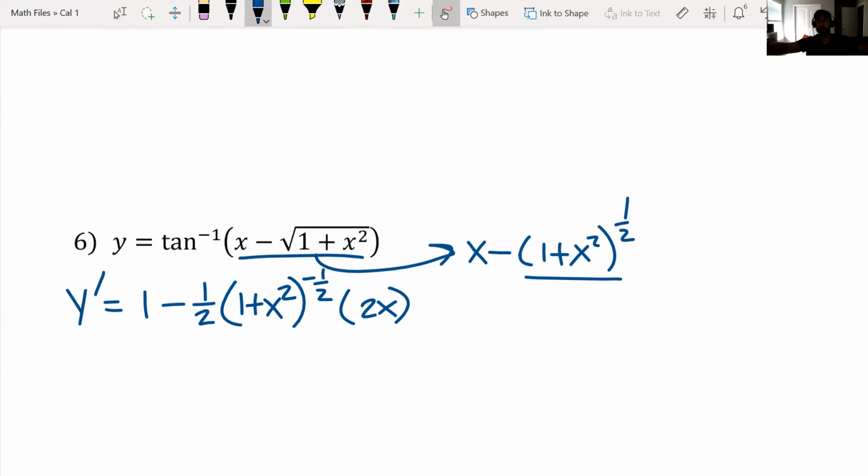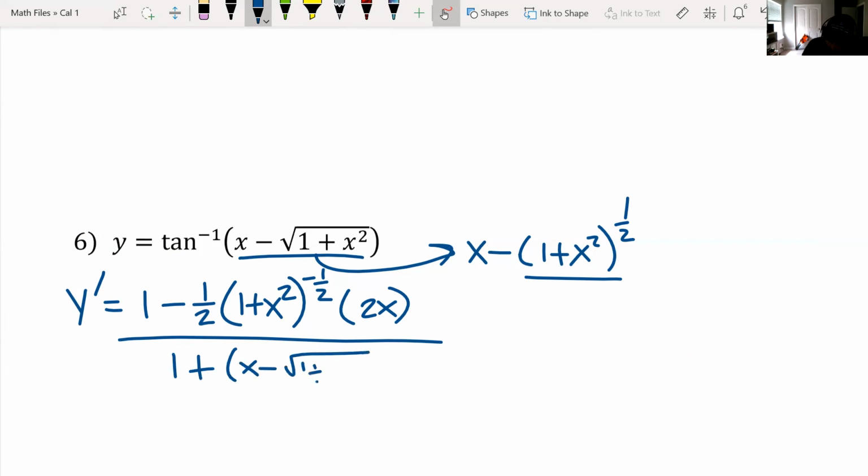So this is the chain rule derivative for the inverse tangent. All of this belongs in the numerator. That is your u prime. Okay. And then it's all going to be over 1 plus the inside, x minus square root of 1 plus x squared, squared. Oh boy. Okay, cleanup time.